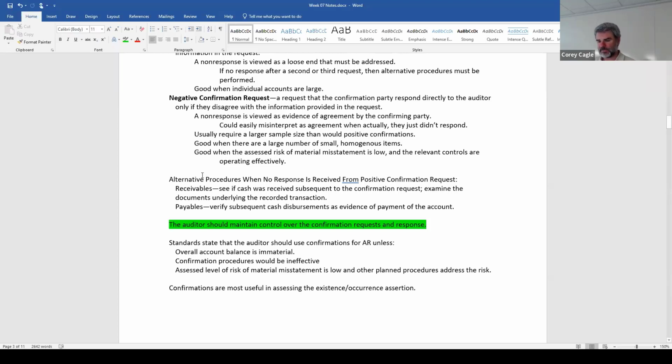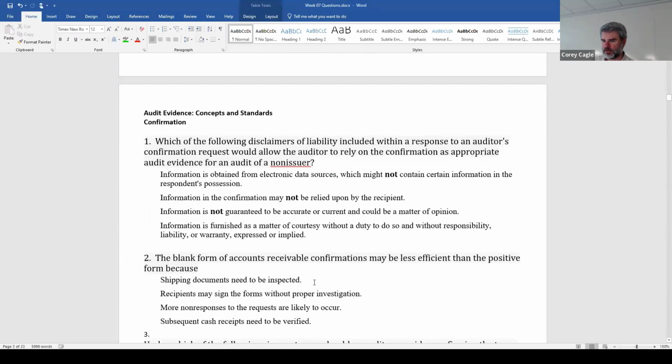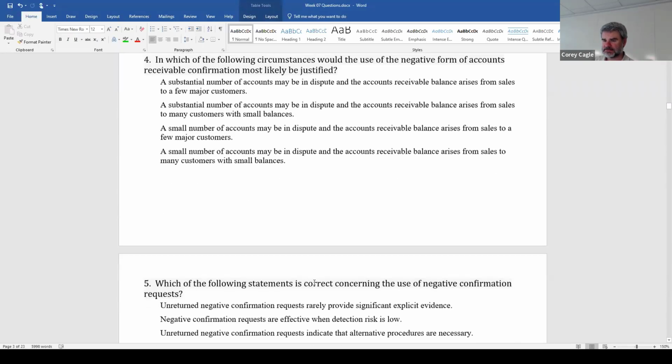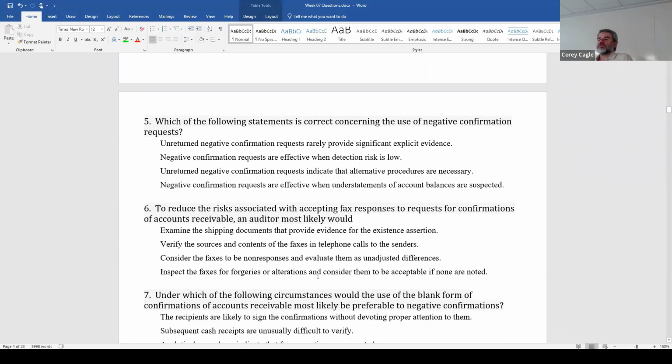Okay, so that's confirmations. A couple to look at. About number 5. Which of the following statements is correct concerning the use of negative confirmation requests?